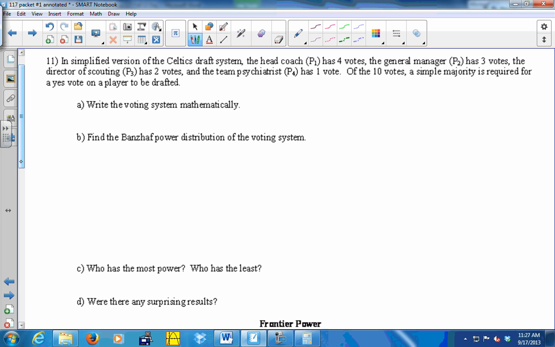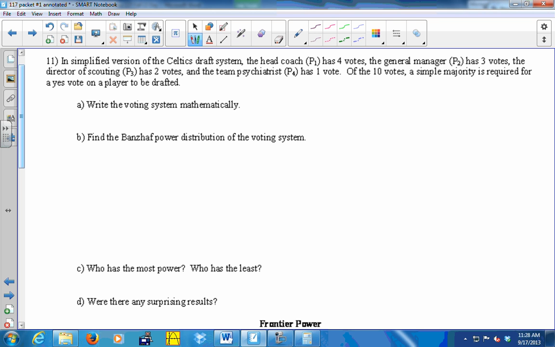So in a simplified version of the Celtics draft system, the coach has 4 votes, the general manager has 3, the director of scouting has 2, and the team psychiatrist has 1 vote. So of the 10 votes, a simple majority is required for a yes on a player to be drafted. So if there's 10 votes, how many are required to draft a player?